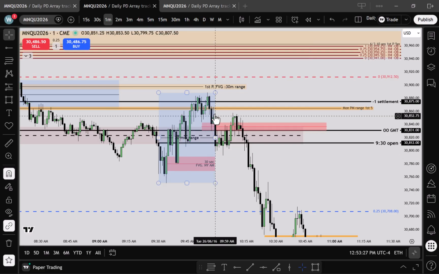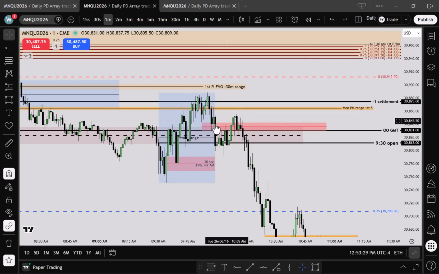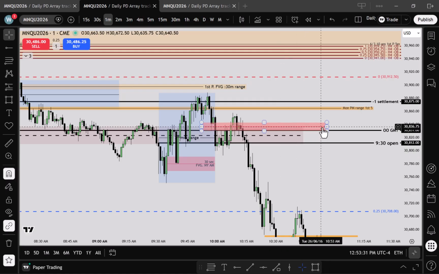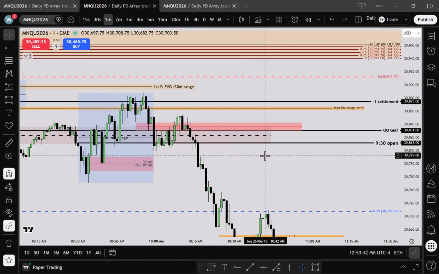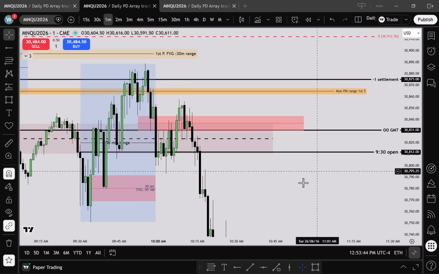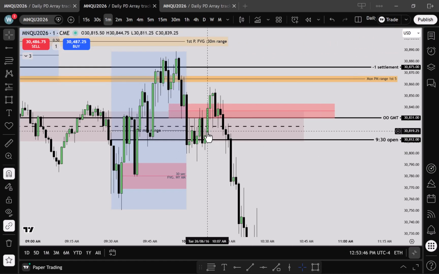So anyway, this is that 4-minute fair value gap, and then we traded back below midnight open. Here's the 9:30 open. There is a little silver bullet right here.